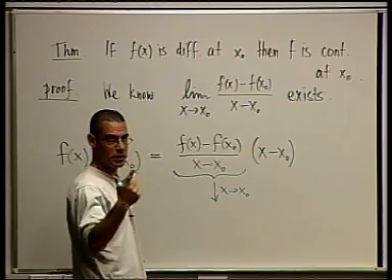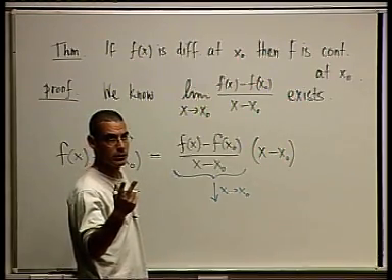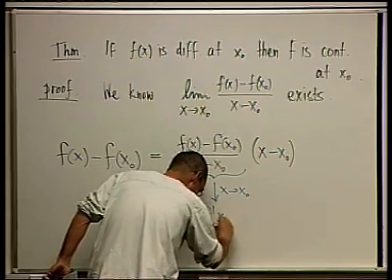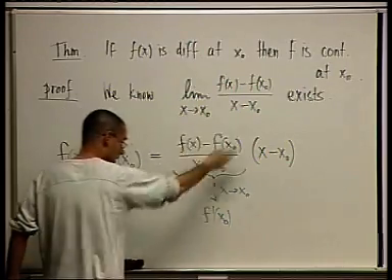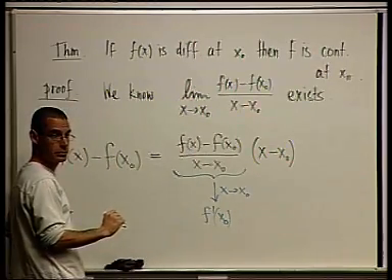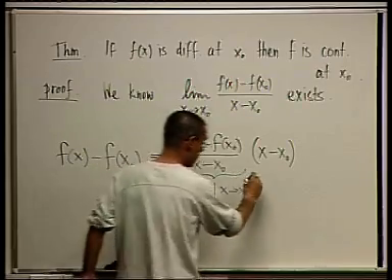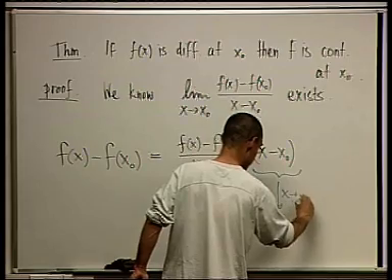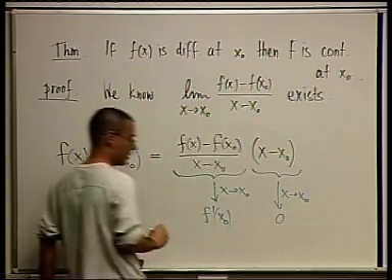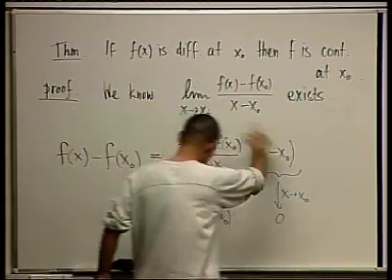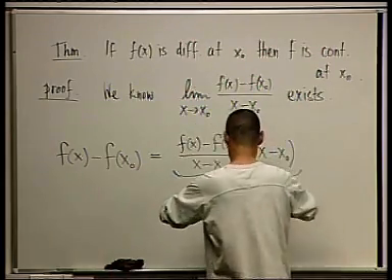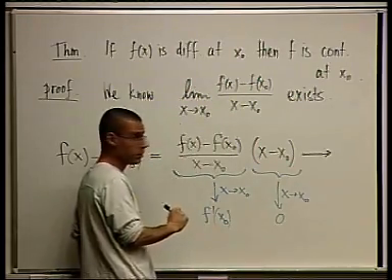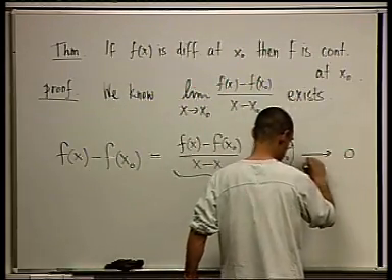Zero, wrong. Infinity, wrong. More answers? The derivative, good. This goes precisely to f prime of x0. That's the definition. The limit of this thing is f prime of x0, right? What about this thing? What does this go to as x goes to x0? This goes to 0, obviously. And therefore, the entire expression is a product of some finite number times 0, which is 0.